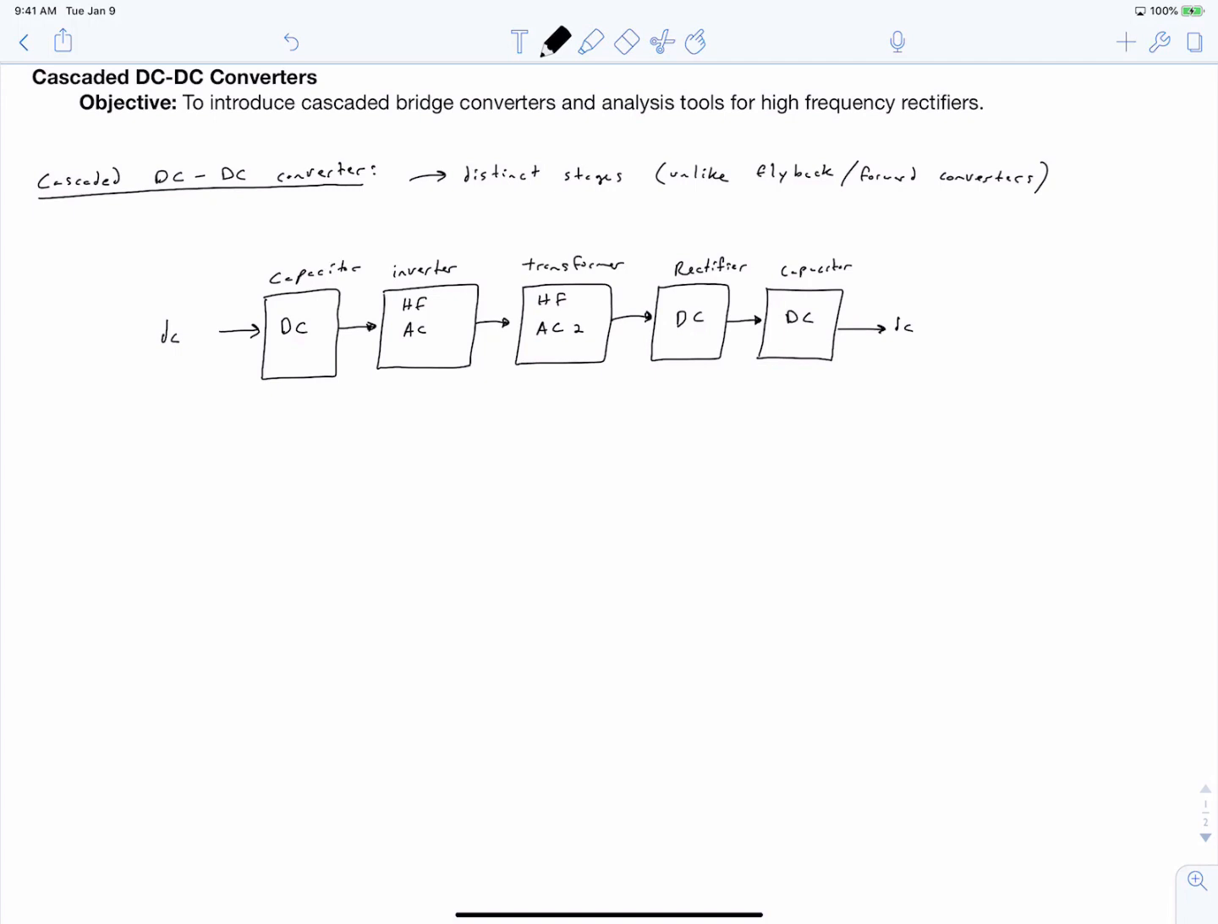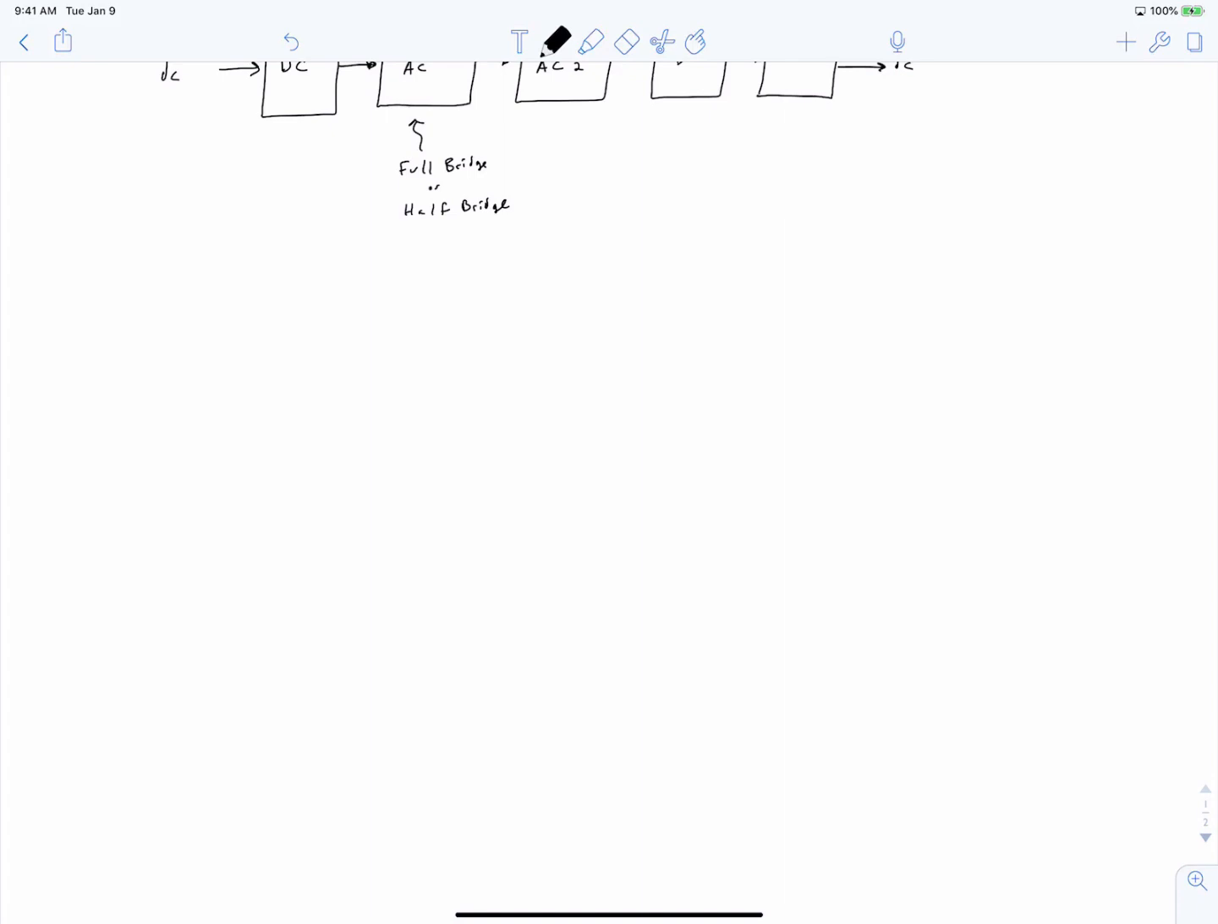So we're going to be talking about these systems where the inverter stage is implemented as a full bridge or half bridge converter. So let's sketch the circuit schematic for each converter. And the full bridge converter you should be pretty familiar with by now. The half bridge is going to be familiar, but we're going to show how you can use this as a bidirectional inverter, which is a little bit different than how we talked about it previously.